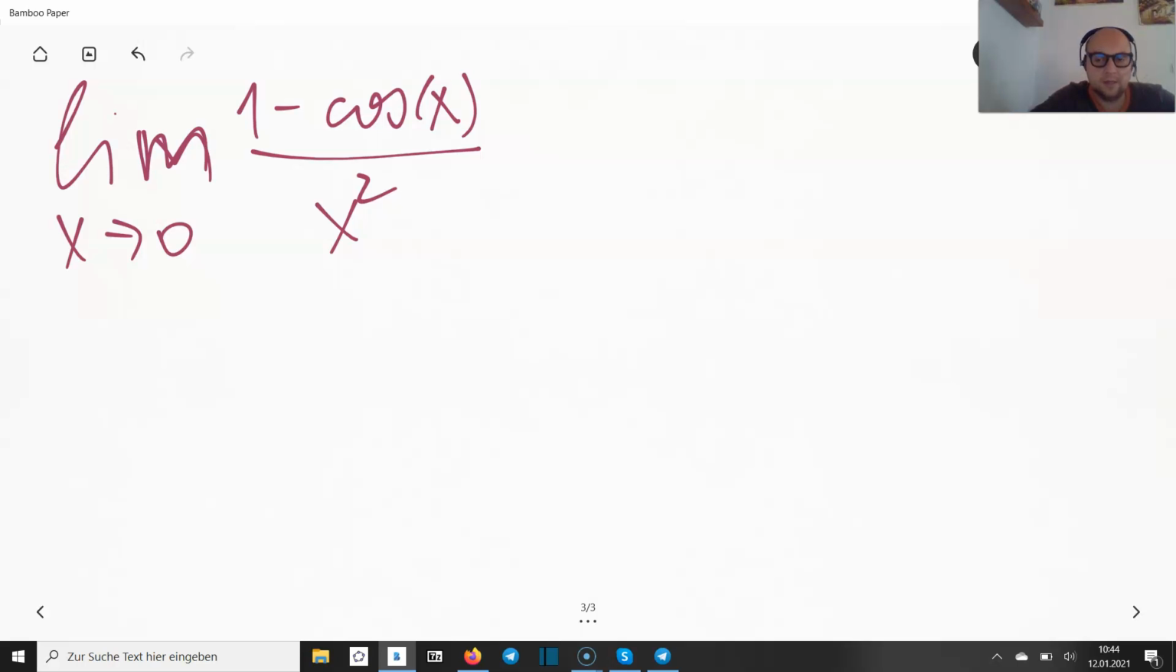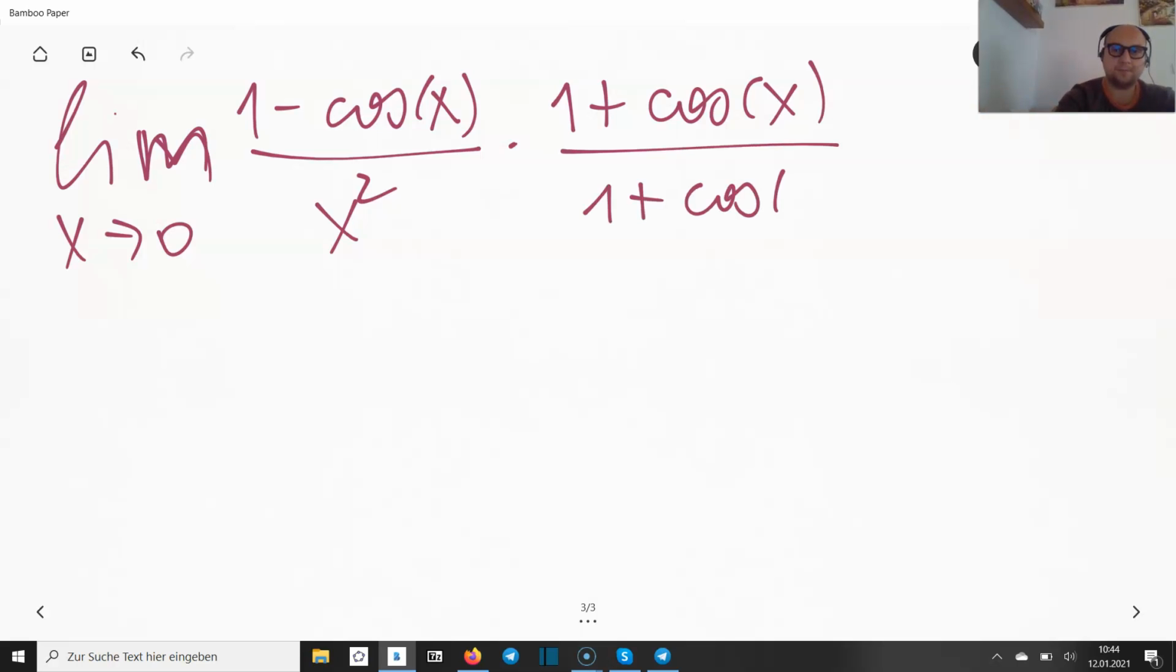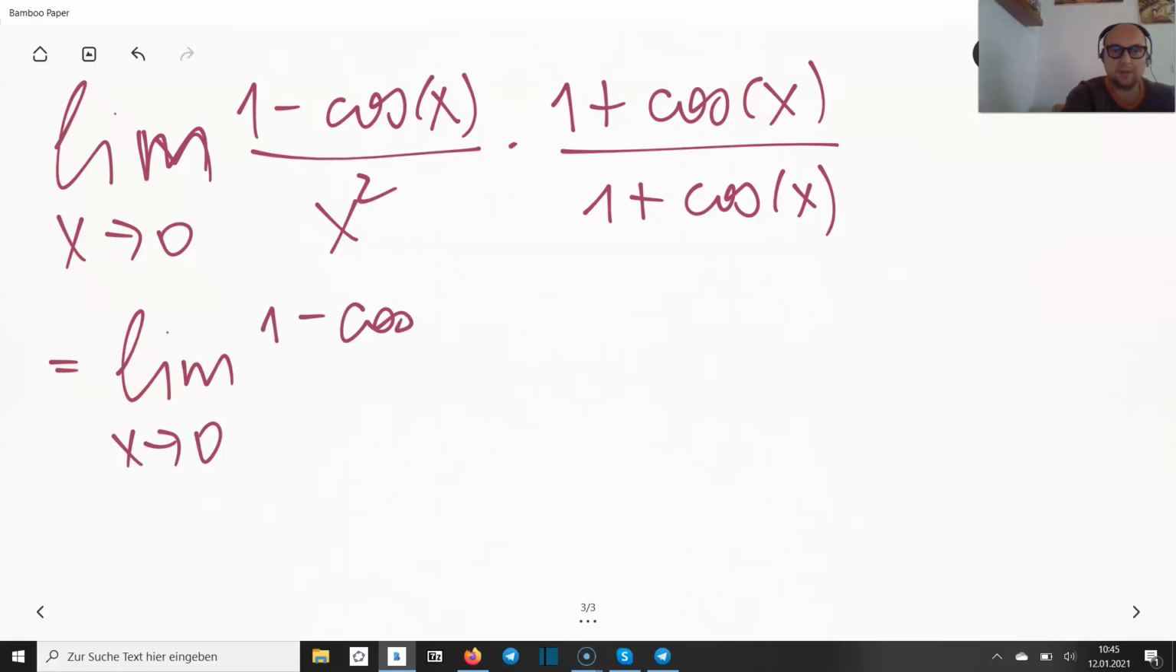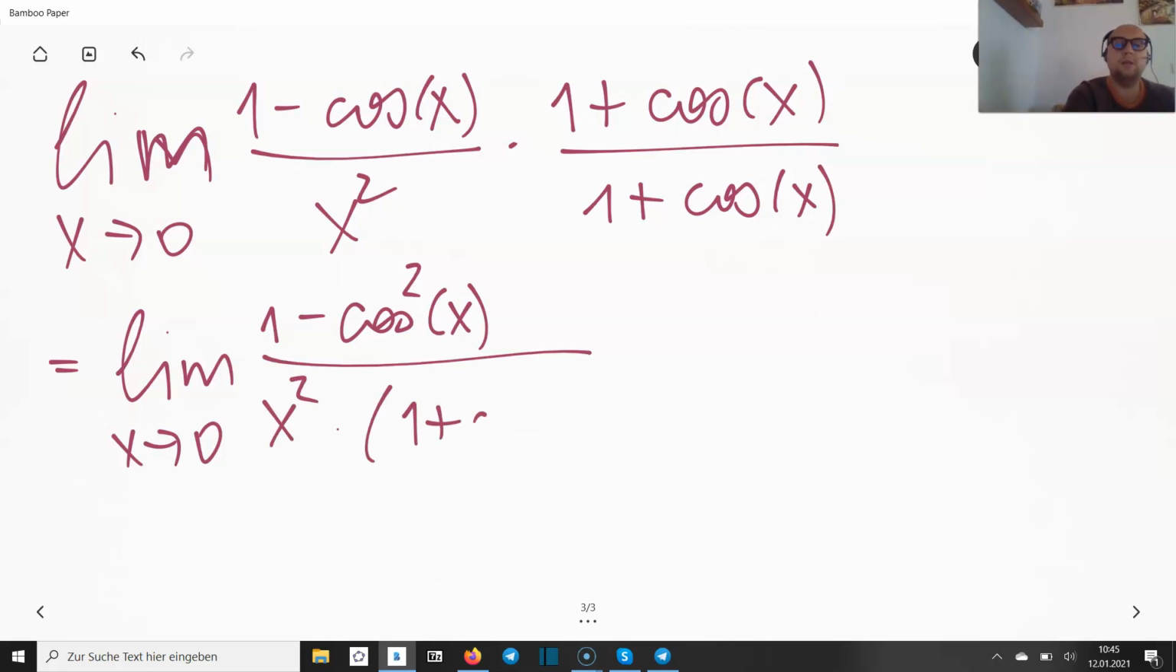It's undefined, right? And, well, I'll make it maybe one day and we'll prove the rule of L'Hopital as well, but we can do it here differently. Let's multiply times 1, which we rewrite this way. Okay, we're not changing anything. What we have in the numerator is x towards 0, and now you see we have binomial formula, which is saying we have 1 minus cosine squared of x now, divided over x squared times 1 plus cosine of x.